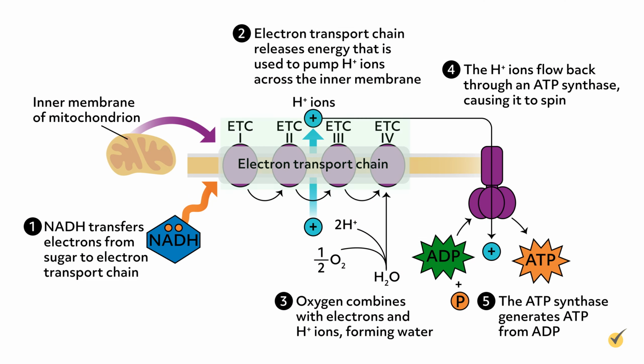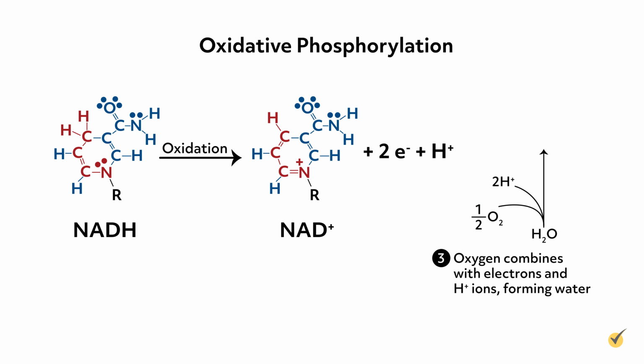The purpose of the ETC is to produce a proton gradient, H+, using energy from those high-energy electrons in NADH and FADH2 that are carried over from glycolysis and the Krebs cycle. This proton gradient will eventually serve as a proton motive force to synthesize ATP. Oxidative phosphorylation is when electrons are used to reduce oxygen to form water, during which we release a lot of energy. And so our bodies use all of this energy to generate ATP.